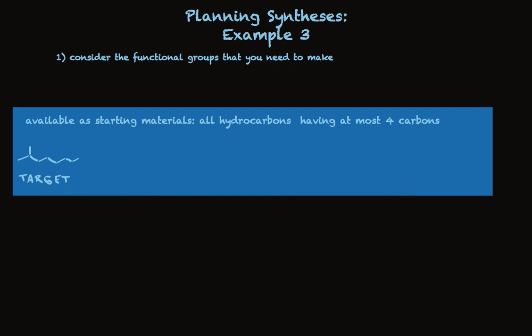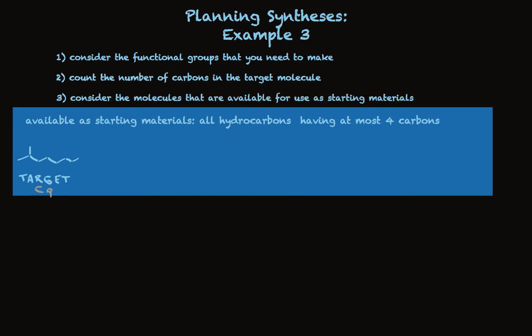Hey, there aren't any. This is an alkane, and because it's an alkane and we need to make it, that probably means that we're going to be making carbon-hydrogen bonds, do a reduction at the end to make the alkane itself. In step 2, we need to count the number of carbons in the target molecule. Well, this has 9 carbons. It's a C9 molecule.